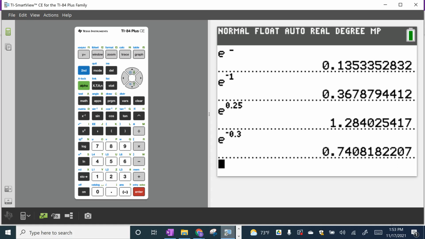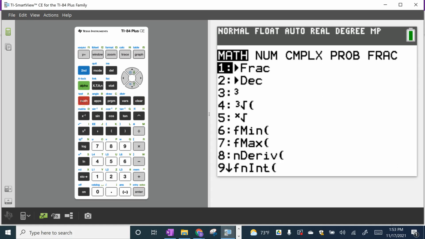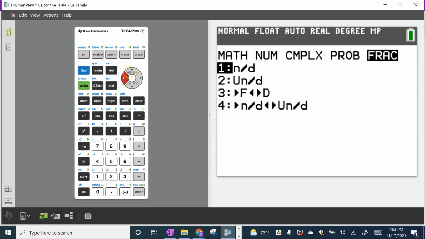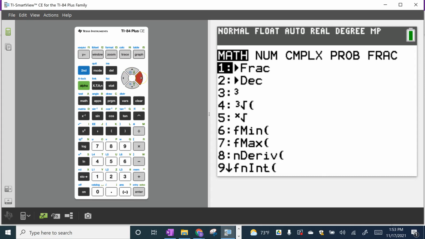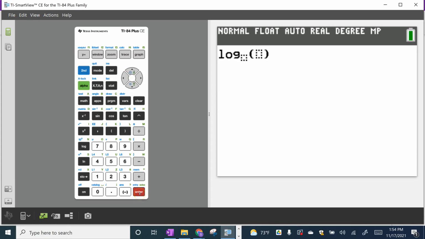If I'm using the TI and I want to do a log with a base, I'm going to hit the math button. And then I usually hit the up button instead of scrolling all the way down. I just come up from the bottom. And right here, log base, we're going to come up, up to A, or you can hit alpha A, log base, and it gives you a template to fill in. We want log base 2 of 32.